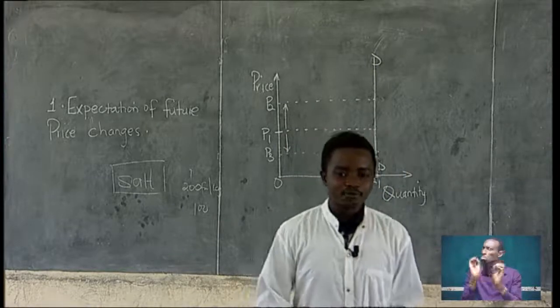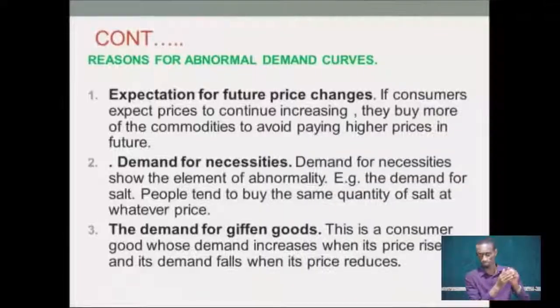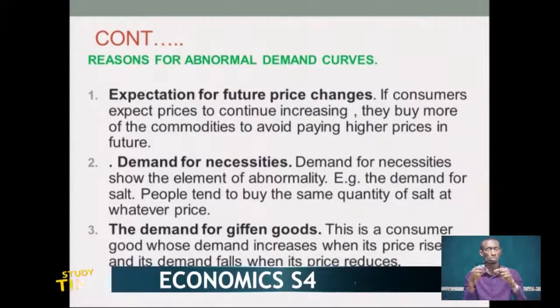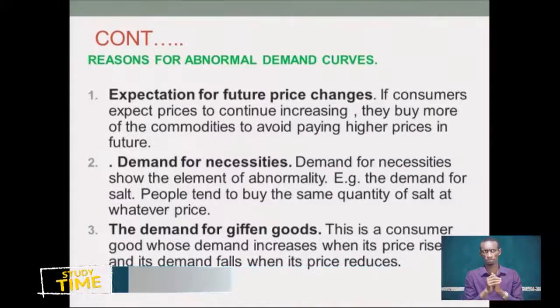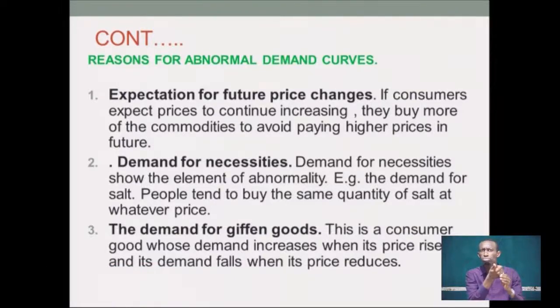Then we have demand for Giffen goods. So what is a Giffen good? It is a consumer good whose demand increases when the price rises, and the demand falls when the price falls. So a Giffen good behaves abnormally. When the price increases, quantity demanded increases. When price falls, quantity demanded falls. We have examples of Giffen goods like beans.